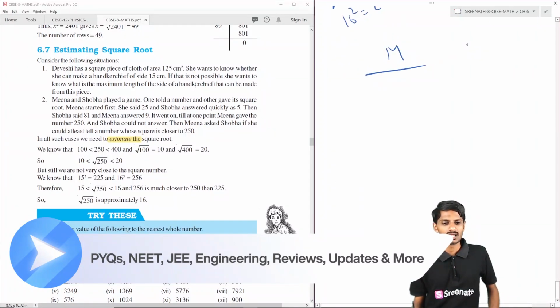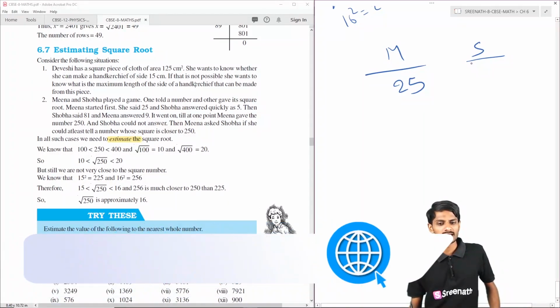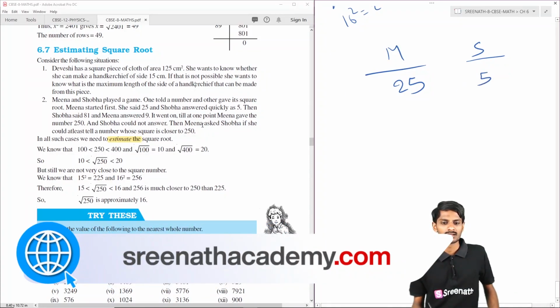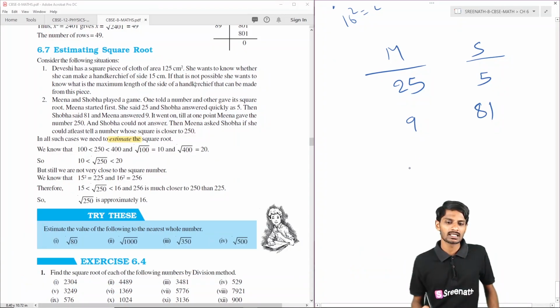Meena is there. And next, Shobha is there. So Meena will tell some number. She tells 25. And Shobha has to tell its square root. It is 5. And then Shobha said 81. And Meena has to tell the square root. It is 9. So they are playing like that, square root.